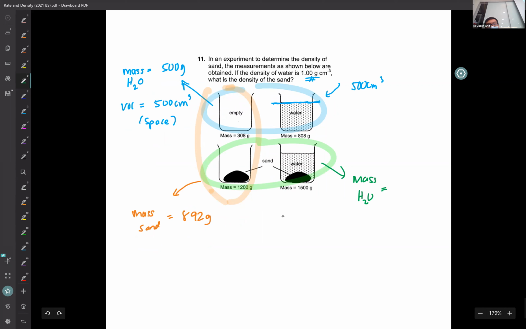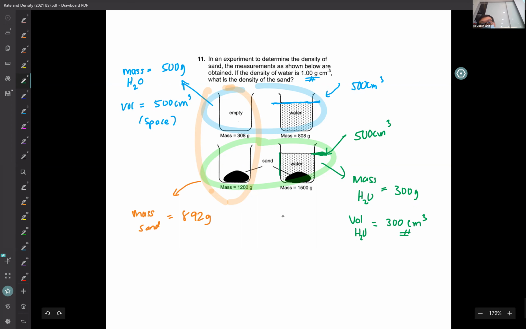1,500 minus 1,200. How much is this? 300. Agree? Yes. And what is this volume of water? 300 cm cubed. But don't forget, how much can the container contain? If the water is filled up to this level, how much can it contain? No, it can contain 500 cm cubed.